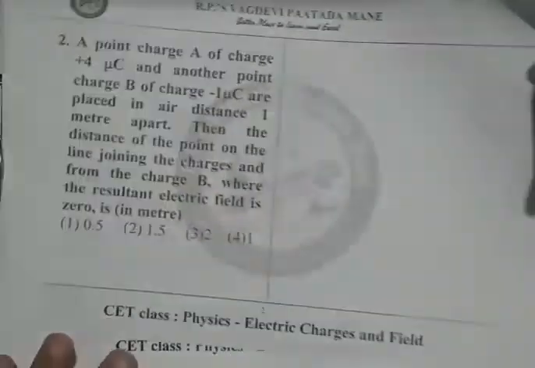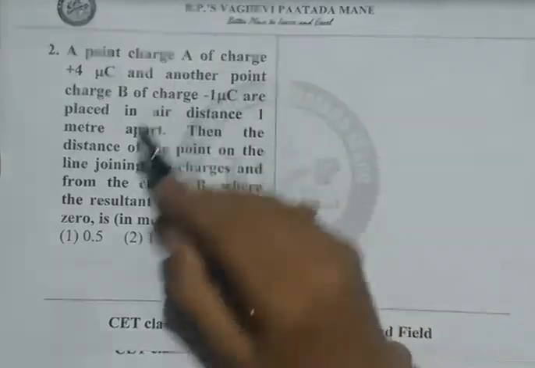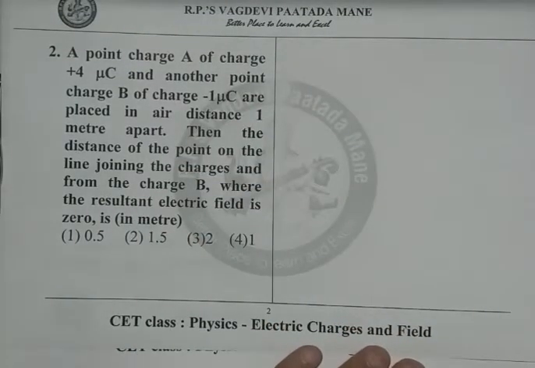Now, going for question 2. Here, let us read the question first. A point charge A of plus 4 microcoulomb and another point charge B of minus 1 microcoulomb are placed in air, a distance 1 meter apart. Then the distance of the point on the line joining the charges, from the charge B, where the resultant electric field is 0, is in meters.